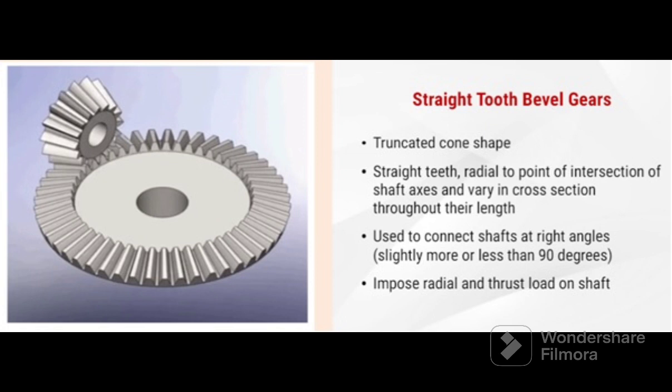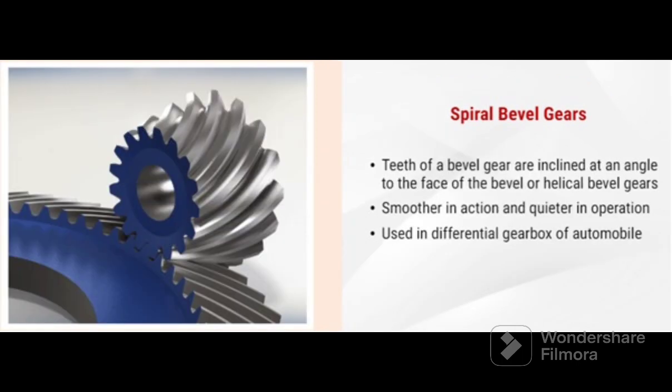The shape of a bevel gear is a truncated cone. The teeth are straight, radial to the point of intersection of the shaft axes, and vary in cross section throughout their length. Usually they are used to connect shafts at right angles but can also be slightly more or less than 90 degrees. Bevel gears impose radial and thrust load on the shaft.